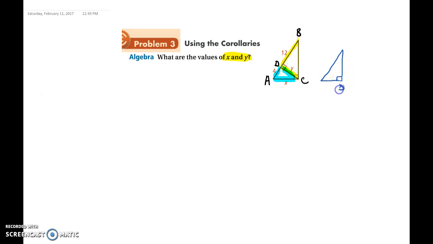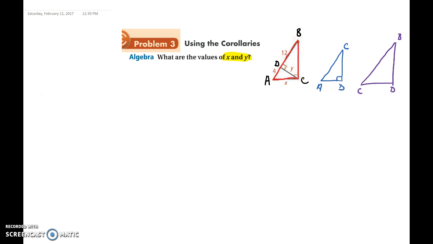And then D will be our right angle. This will be A, this will be C. And then I'll redraw the yellow one off to the side. Angle D is our right angle again. This one's B, and this one's C. All right, so I have these three triangles. I have the overall red one here, and then I have the blue, and I have the purple one.